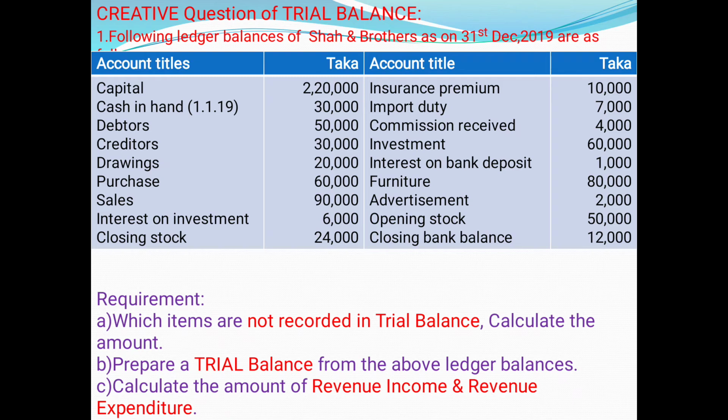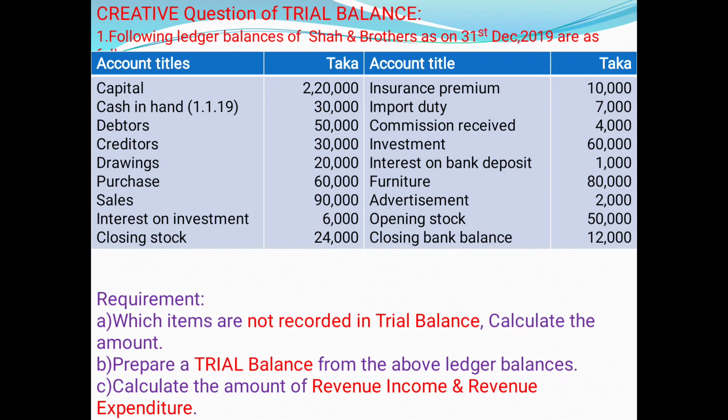Interest on bank deposit, that is one kind of asset or current assets, but interest on bank deposit or bank balance is indicated as revenue income. So revenue income's amount is all the time credited. At this moment, interest on bank deposit is credit.